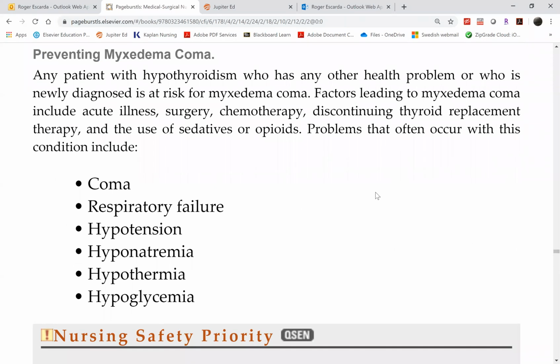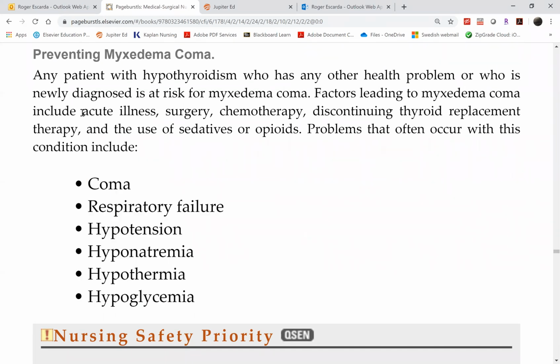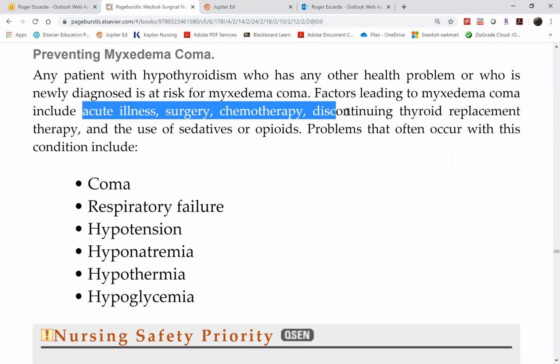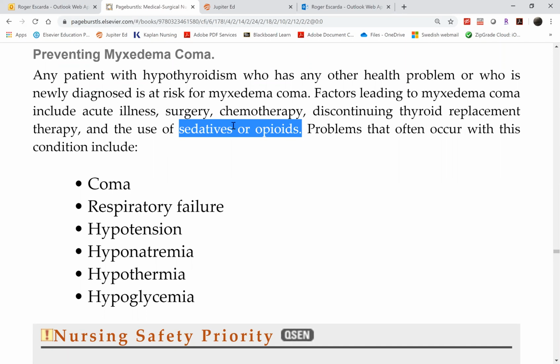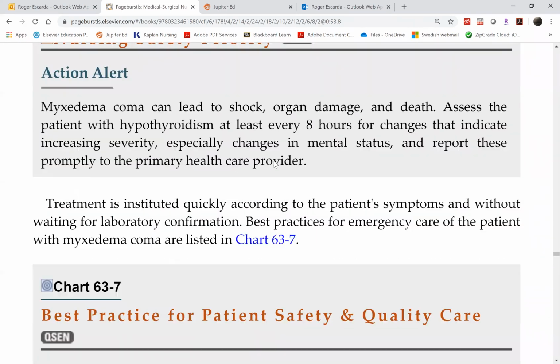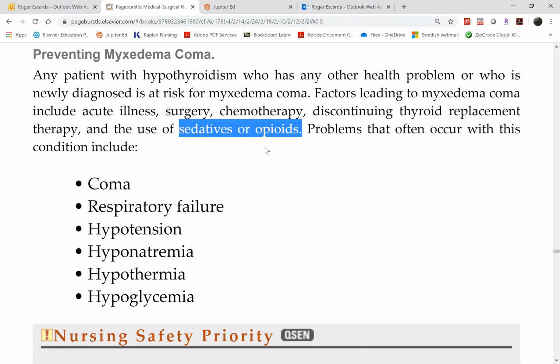Here are the problems that can result from myxedema. The most common causes of myxedema are the following. We have acute illness, just like in adrenal crisis or in thyroid storm, or even in DKA. The patient got sick, or they couldn't take anything by mouth. They stopped their hormone replacement therapy, or whatever reasons, or the patient used too much sedatives or opioids. These are obviously seen as depressants, which will slow everything down. There's also a warning here that you should use these drugs cautiously. When you give sedatives or opioids, you give them cautiously because the patient may go into myxedema.